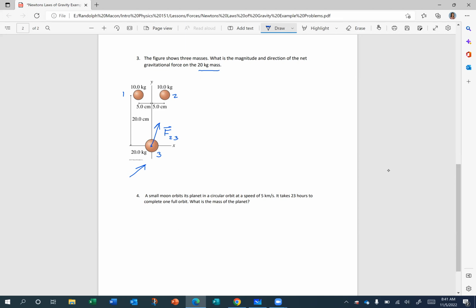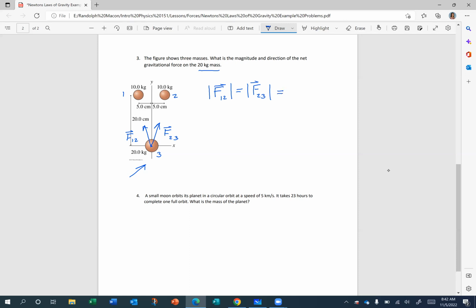So I'm going to call this force 2, 3, and see that it's acting up and to the right. At the same time, the 20 kilogram mass is going to be attracted to the other 10 kilogram mass in this direction. And we're going to call that force 1, 2. We notice that these forces should be exactly the same because we have the same masses with the same distances. So right away, we should recognize that the magnitude of force 1, 2 is equal to the magnitude of force 2, 3. Their directions are going to be different, but the magnitudes of those two forces are the same.